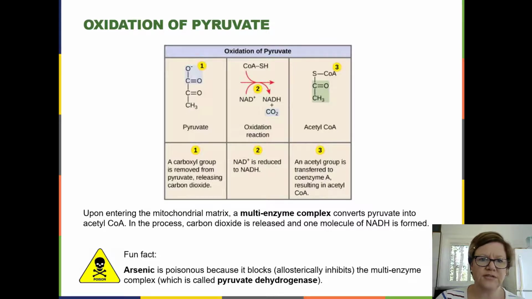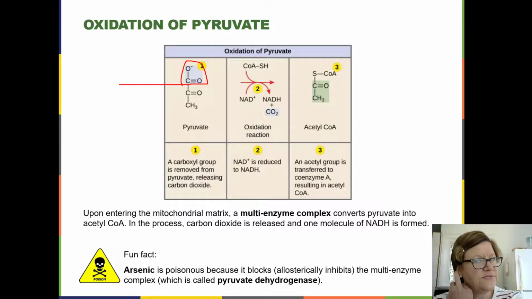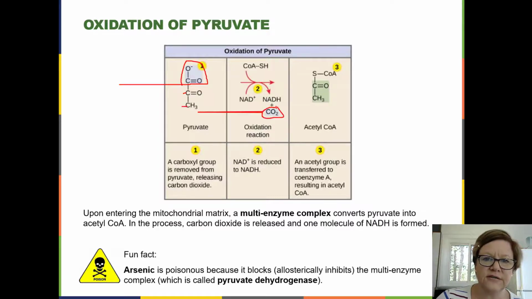Here's pyruvate, shown here, step 1. There's going to be a decarboxylation. So decarboxylation means the removal of a carboxyl group. And a carboxyl group in the ionized form is C double bond O and then O minus. And when that group is broken off of the other part of the structure, this 2-carbon structure here, then this carboxyl group becomes carbon dioxide. So you can kind of see how they shaded it in purple here.